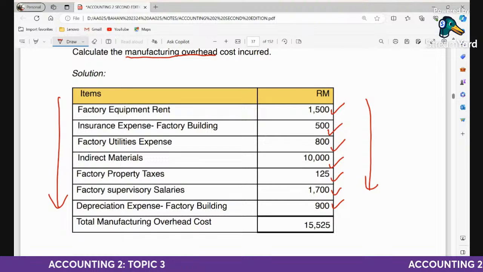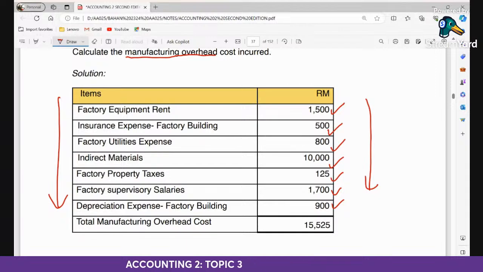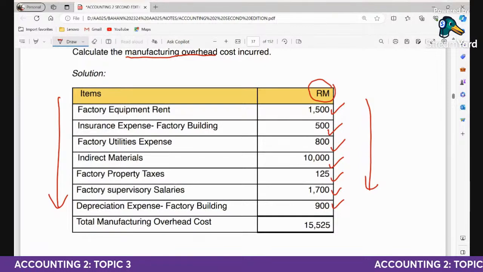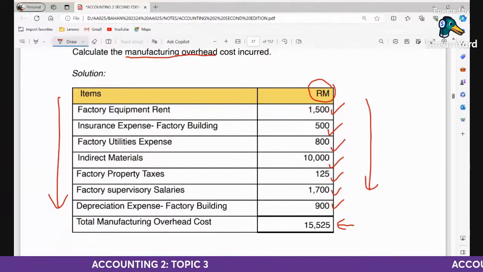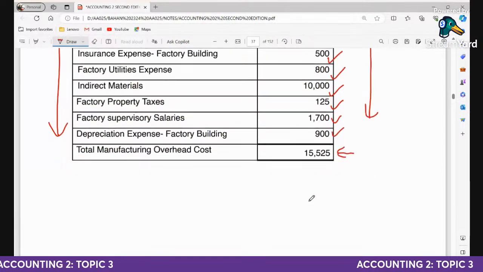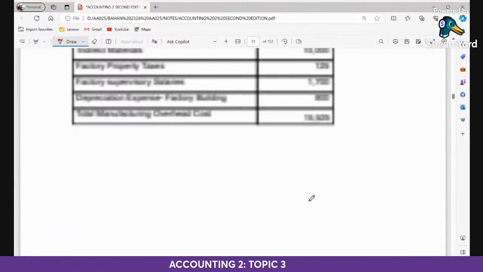Yang boleh guna short form ni selalunya pensyarah lah, sebab dia nak cepat kan. Tapi normally for you, you will copy down the items given in the question in full. Tidak ada sebarang short forms. Okay. So all these items are in ringgit Malaysia. Okay. So the total manufacturing overhead cost is 15,525. Okay. So that is how we calculate our manufacturing cost.